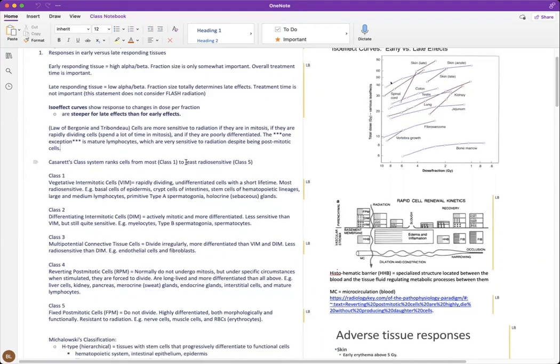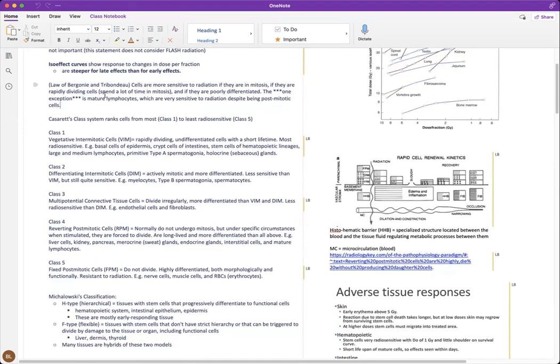And there's this thing called the law of Bergonié and Tribondeau, which is that cells are more sensitive to radiation if they're in mitosis, if they are rapidly dividing cells, spending more time in mitosis, and if they are poorly differentiated. The one exception of this is mature lymphocytes, which, despite being cells that have already completed mitosis, are still very radiation sensitive.